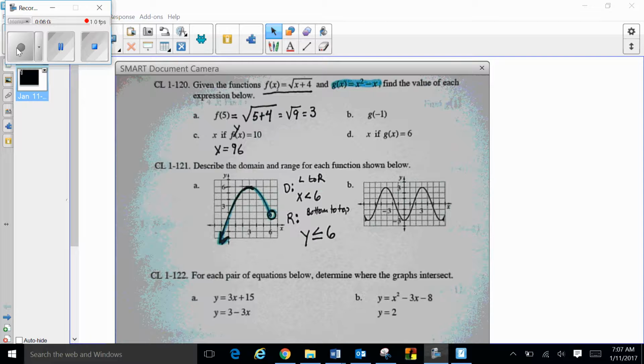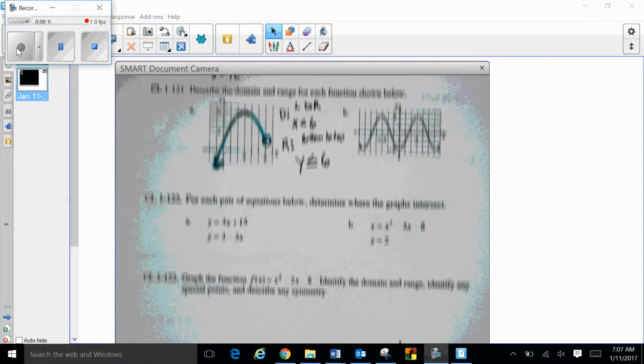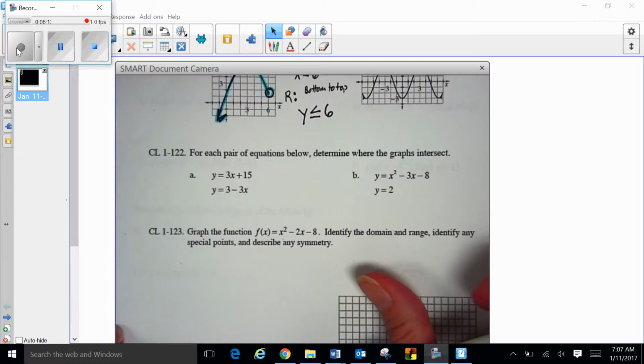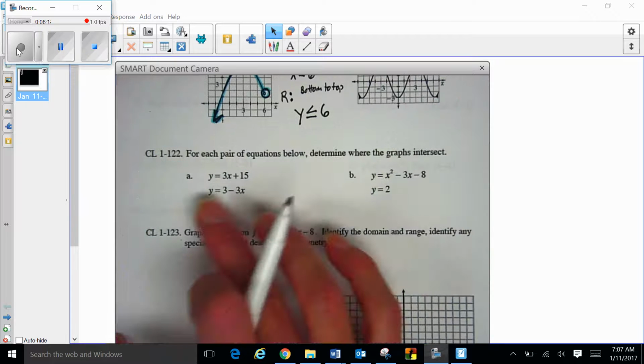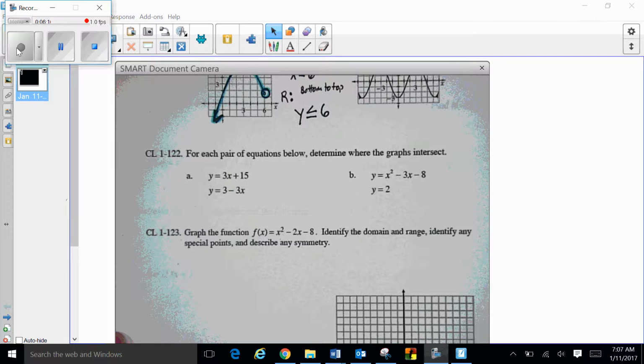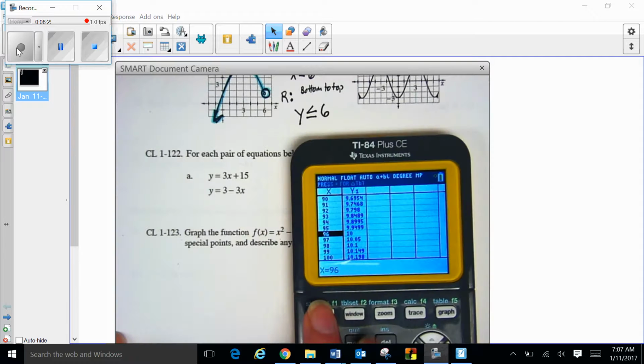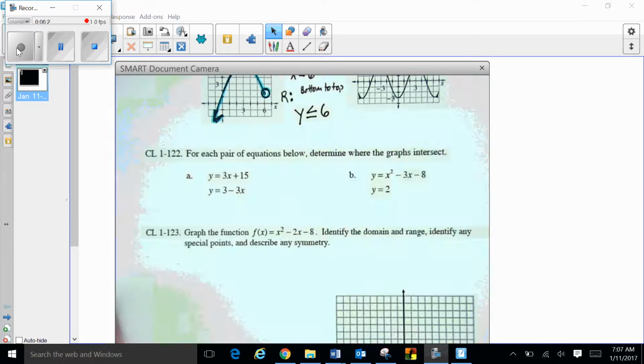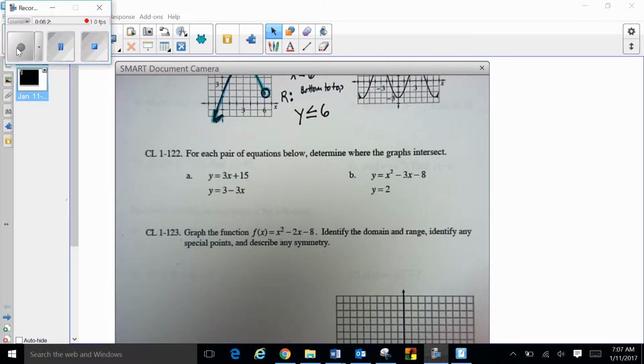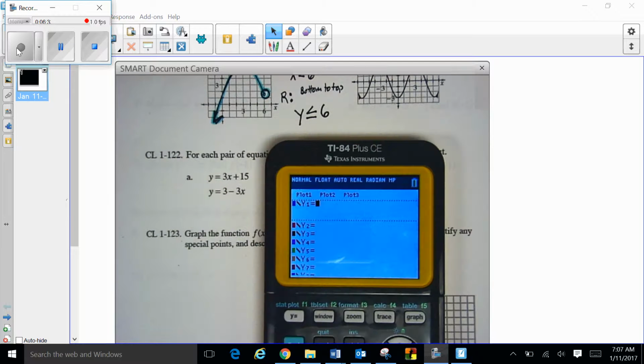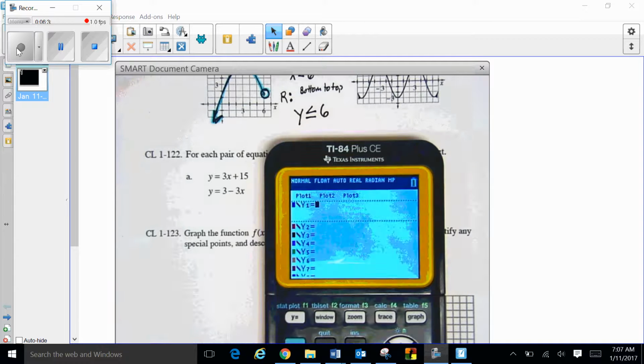We're moving on to 122. And on 122, it asks us to find the intersection or intersections, if there's more than one, for A and B. We're going to do A. I'm going to leave B for you. Easiest way to do this is I'm going to actually get a fresh calculator that hasn't been messed with. Easiest way to do this is to put the first y value in y1 and the second in y2.